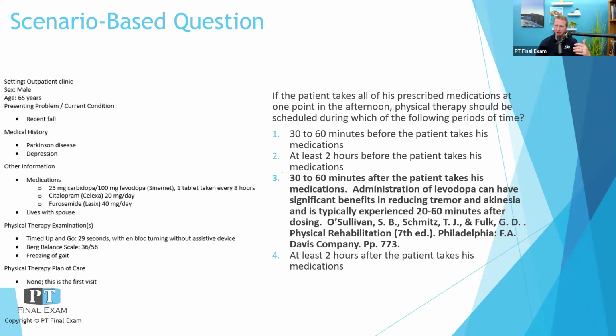Well, the ideal time period is 30 to 60 minutes after the dosage is received, because Sinemet, or levodopa, the single most effective drug for Parkinson's disease, has its peak effectiveness somewhere between 20 and 60 minutes after dosing. So as a result, you'd want to schedule your therapy or exercise to be performed 20 to 60 minutes post administration of levodopa. So it's a timing thing.